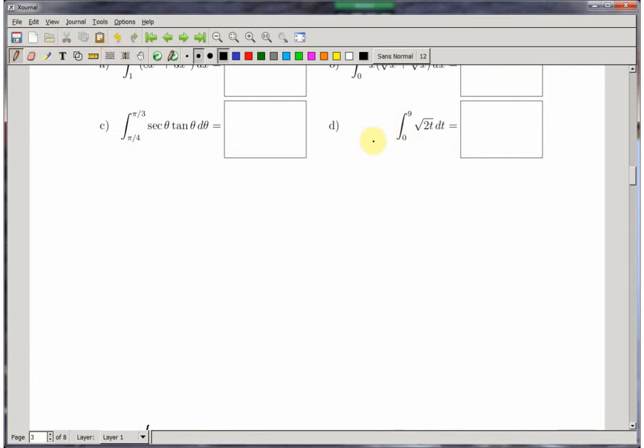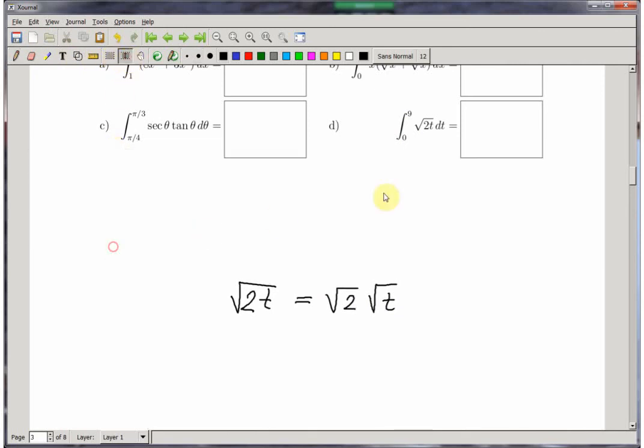So for part D, you could either use the substitution rule, which is fine, or you could split apart this fraction. And what I mean by that is square root of 2t is the same thing as the square root of 2 times the square root of t. And I think there's some caveat here, like they both have to be positive. But that's okay because the limit is going from 0 to 9, so I can imagine that t is positive. So great.